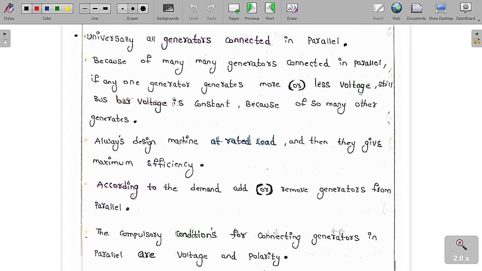So these are some of the important points. Universally, all generators are connected in parallel. Because many generators are connected in parallel, if any one generator generates more or less voltage, the bus bar voltage is still constant. Always design the machine at rated load for maximum efficiency. According to the demand, add or remove generators from parallel. And the compulsory conditions for connecting generators in parallel are that voltage and polarity should always be the same.